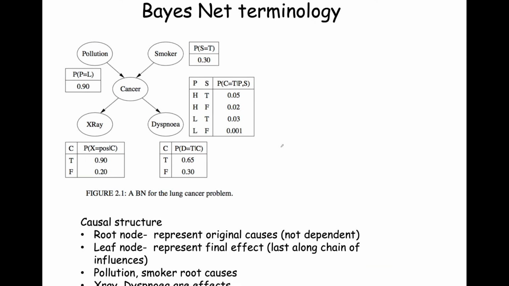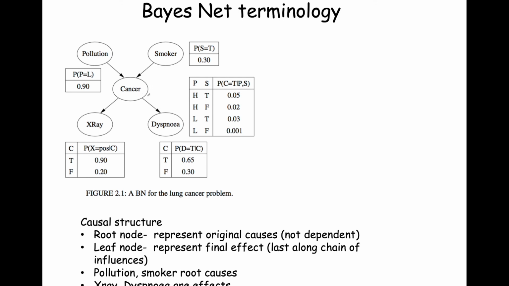Okay, and so let's look at the causal structure. Now, in the Bayesian network, the root nodes represent the original causes. There's nothing dependent on it. In this case, pollution and smoking status are the original causes. The leaf nodes represent the final effects along a chain of influences. And so smoking can cause cancer. It influences cancer status, and that cancer status influences the final effect, which is the X-ray showing up.